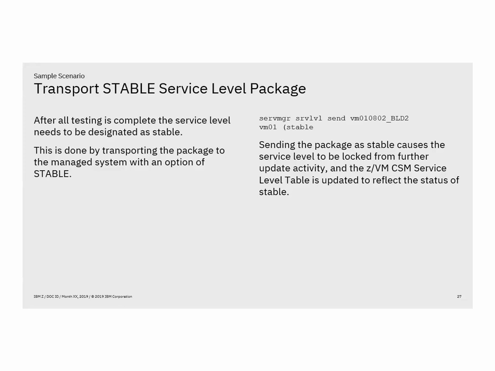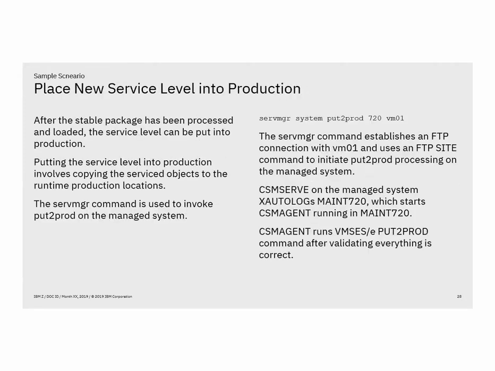So at this point, then you would be ready on that managed system to do a put to prod. So that's the last thing to do here. And so this is again done with the serve manager command on the principal system, but this time you're not using serve level. Put to prod is a system level process because it's going to change the system. And so it's the serve manager system command. So the invocation would be serve manager system put to prod 720, and VM01's the target system.